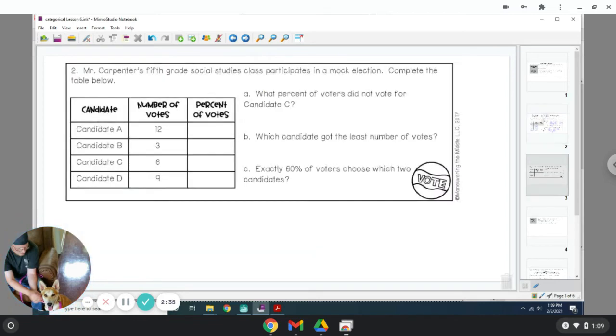All right. Continuing on. So number 2 says Mr. Carpenter's 5th grade social studies class participates in a mock election. Complete the table below. So again, we need to figure out how many people this is. So we're going to do 12 plus 3 plus 6 plus 9, total of 30 people.